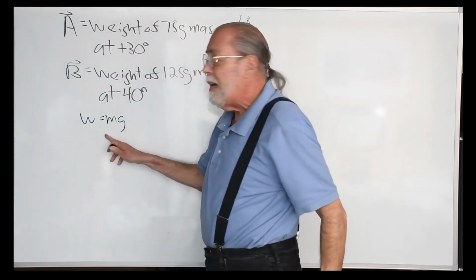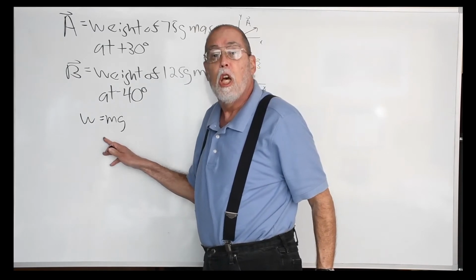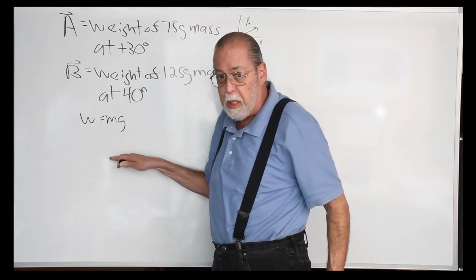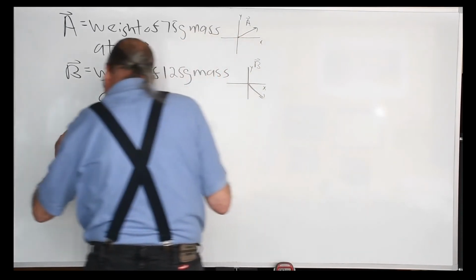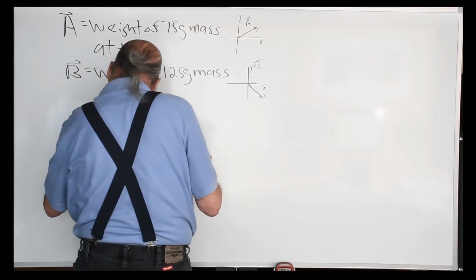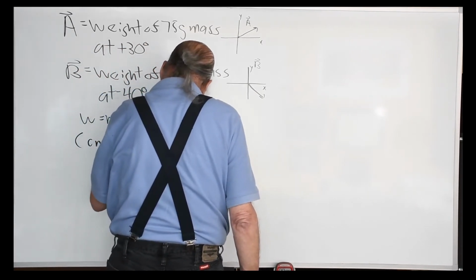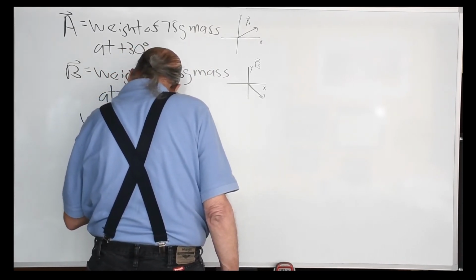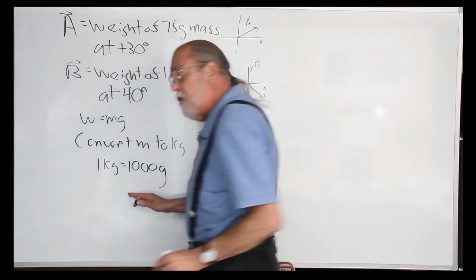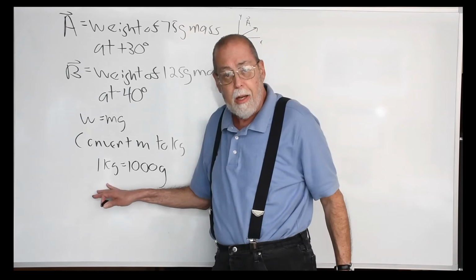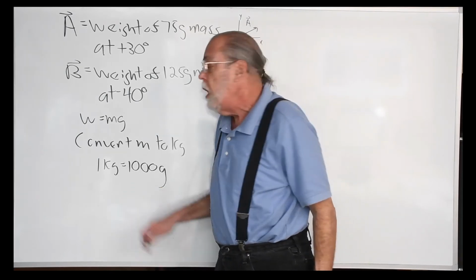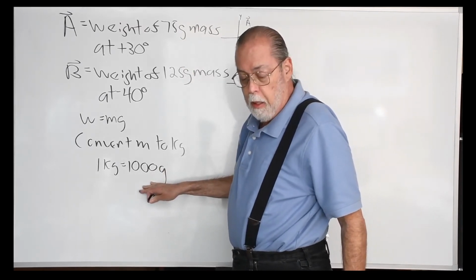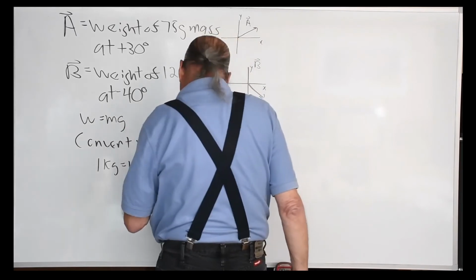But the mass must be in kilograms. So you must use dimensional analysis, please, where you remember that we must convert grams to kilograms, where 1 kilogram is 1,000 grams. Do not say that 1,000 kilograms is a gram. That's absolutely wrong. You must convert the 75 grams to kilograms, and then multiply it by g.